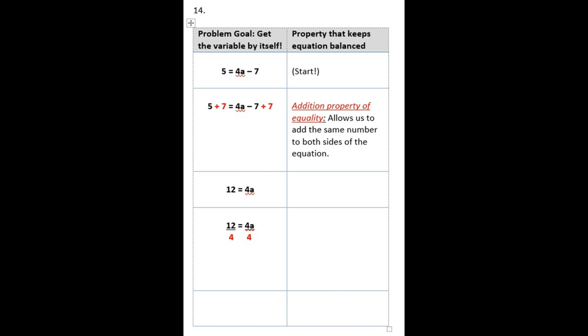We have 12 equals 4 times a. And since we're multiplying a by 4, we have to divide 4a by 4. And that's the division property of equality. We divide both sides by 4. We find out 12 divided by 4 is 3. So 3 is our value for a.